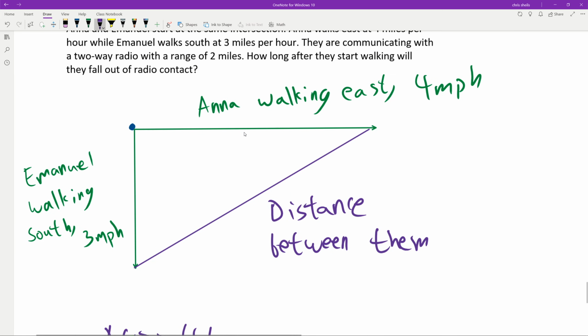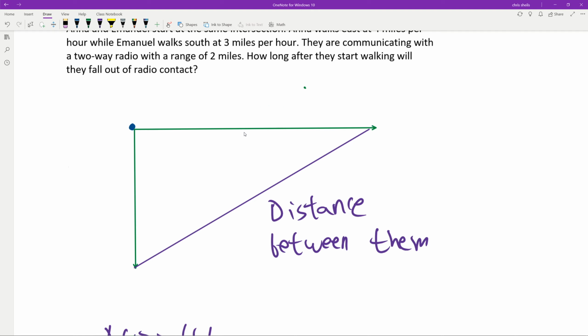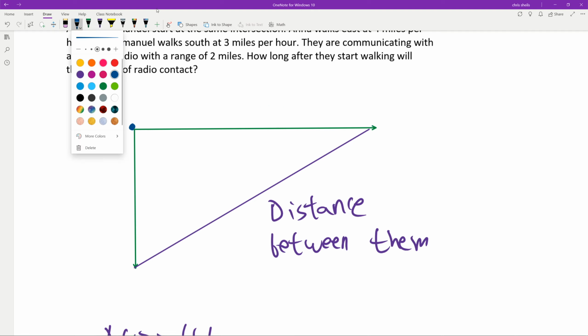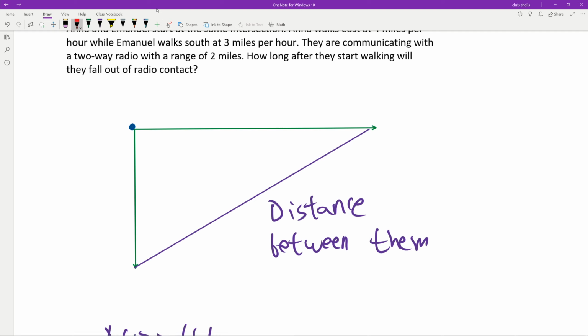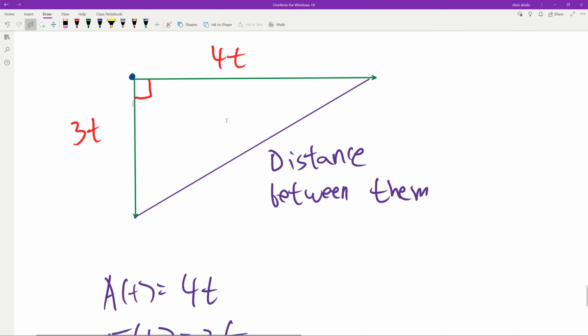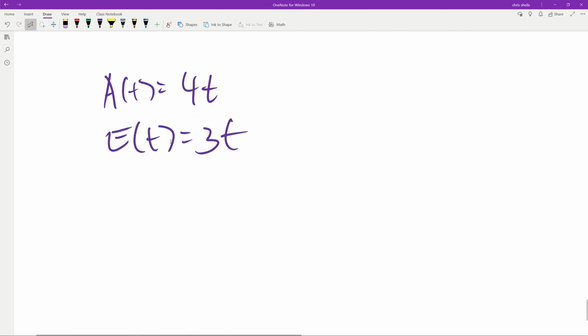Now I can label the sides of this triangle. And let me swap colors here. I can label the sides of this triangle 4t and 3t. And because Anna is walking east and Emmanuel is walking south, the angle between them is a right angle, right? That's how a compass works. That means that this long side, this purple distance, is the hypotenuse of this triangle, which I can use the Pythagorean theorem to find a formula for.